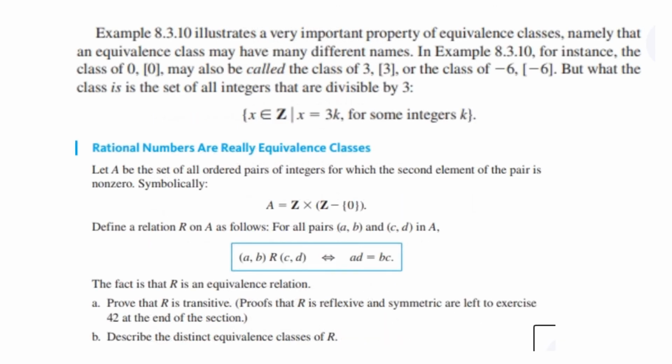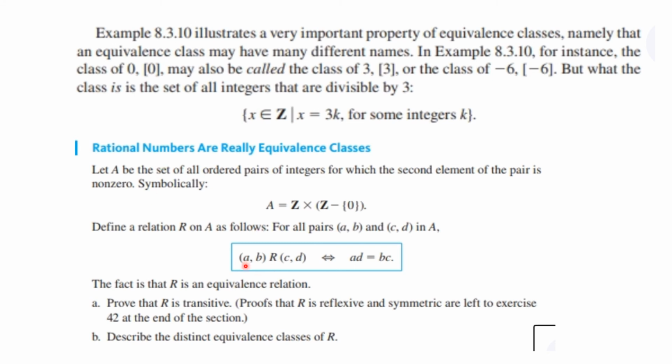Now that illustrates a very important property of equivalence classes, namely that an equivalence class might have many different names. For example, on that one, the equivalence class of 3 is the same thing as the equivalence class of 0, and that's the same as the equivalence class of minus 6. But they all fall into the same equivalence class. We can think about the rational numbers, actually. The ratios of integers where you're not dividing by 0 are really equivalence classes as well.